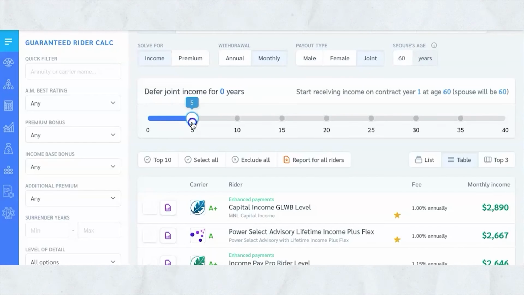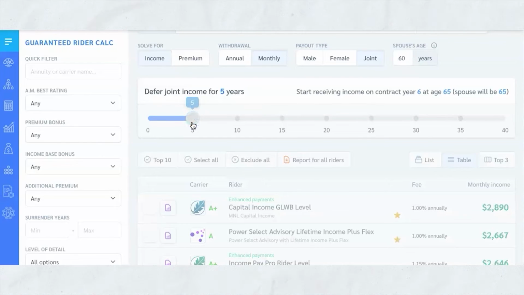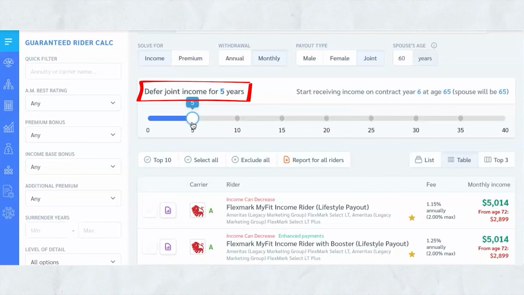I don't want to cover that. So I'm going to purchase an annuity now, but I'm going to defer taking the income until I'm 65. Okay, so I'm going to stretch this out to 65. And so now me and my wife are both 65, and now I'm activating income.